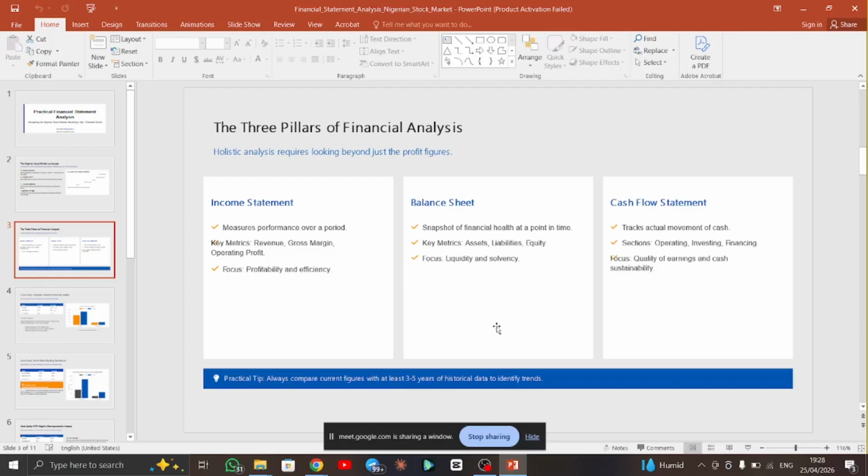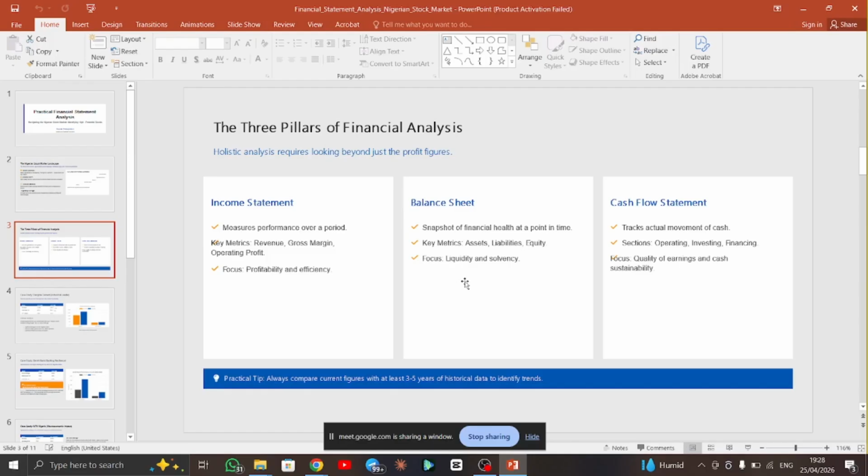Then when you look at the balance sheet, it tells you how healthy the company is. It shows you the assets of the company, and asset is anything that makes a company more money, right? The liabilities of the company, whether the company is in debt, and the equity, the amount of money they use in doing business. The focus of the balance sheet is on liquidity and solvency, how much money they have to do business with, right?